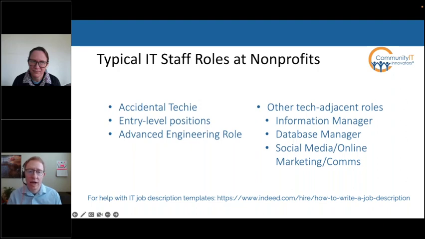A good managed services provider will handle this for you, and they're probably managing hundreds, if not thousands, of other computers. And so the economies of scale just make a lot more sense to outsource that.